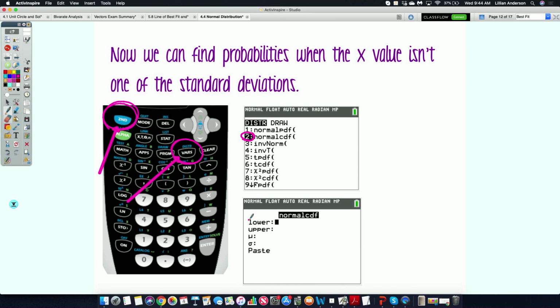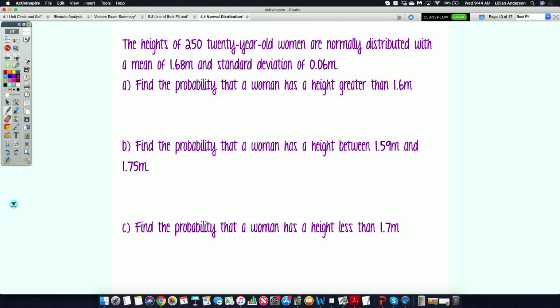So let's take a look at an example, and let's use our calculator to find our different probabilities. The heights of 250 20-year-old women are normally distributed with a mean of 1.68 meters and a standard deviation of 0.06 meters. Your problems will say normally distributed or something along those lines to let you know you're dealing with a normal distribution problem. Okay?